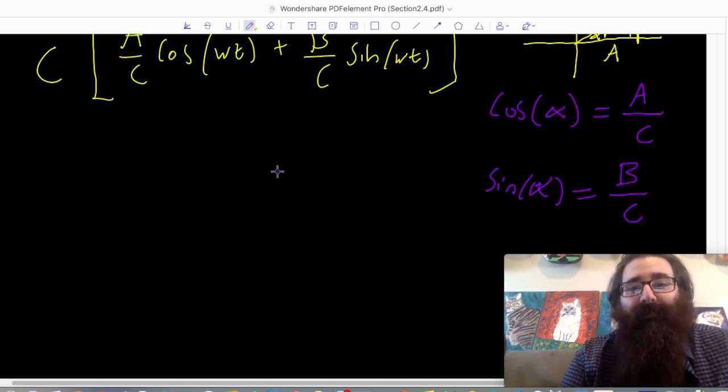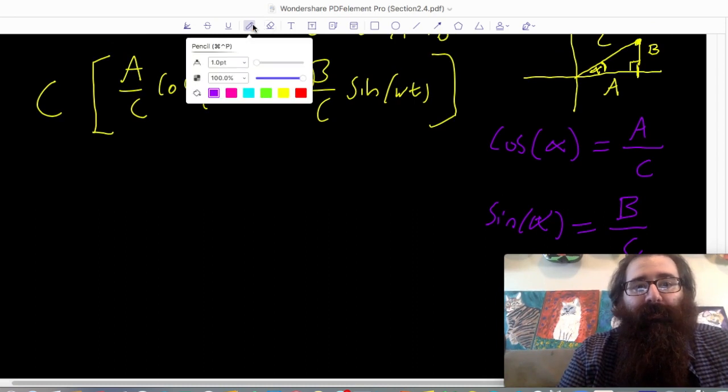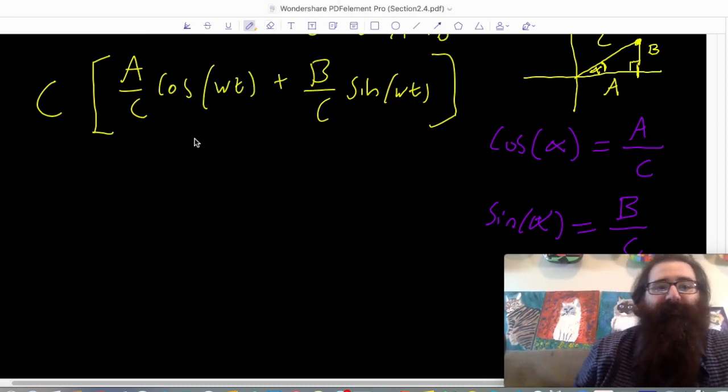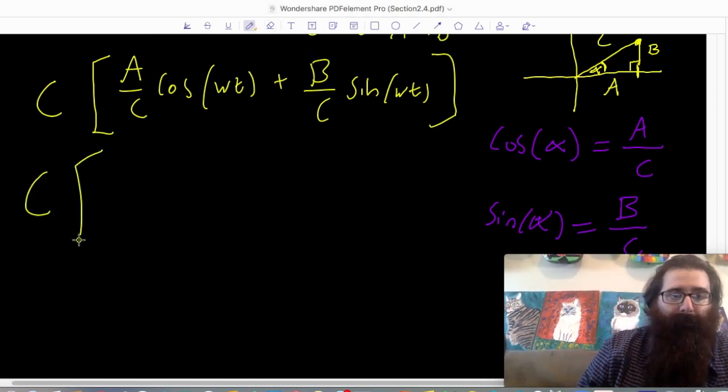So then with these two identities, I can rewrite this a bit. I still have c factored all the way in front, but then the 1 over c I distributed in.